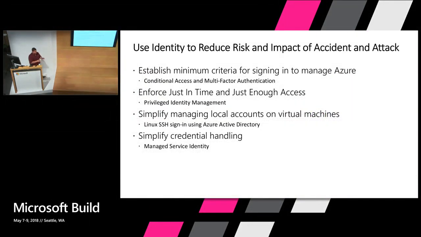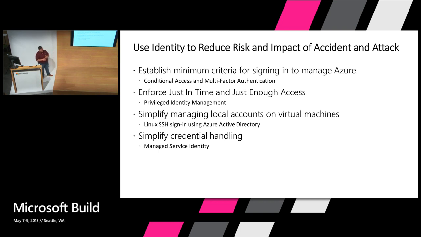Just in the quick 20 minutes, we've walked through four different demos. The first one being how you can use conditional access to cut down the access to Azure resources, and you can enforce different policies. The second thing is how you can enforce just-in-time and just-enough access using privileged identity management. Then we jumped over and showed off the cool new Linux SSH sign-in using your Azure Active Directory account. Note, this is coming for Windows later this year, so stay tuned for that.